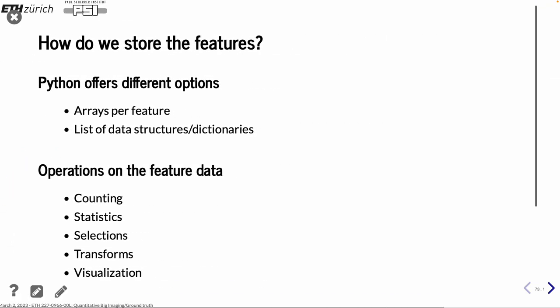And in Python, you can do it different ways. You could actually have one array, but use dictionaries or some kind of structure. And the things we want to operate on with these feature data in the images are maybe counting, statistics, selection, transformations of some kind, and also visualization of the results.